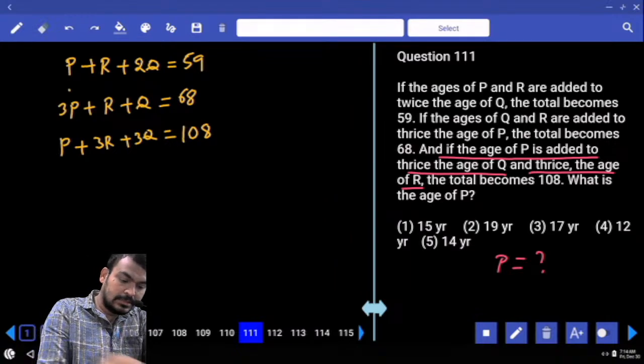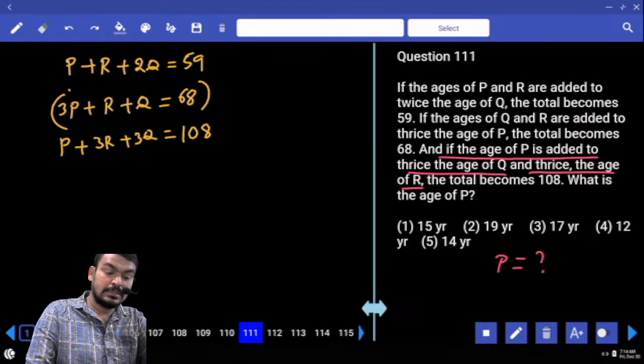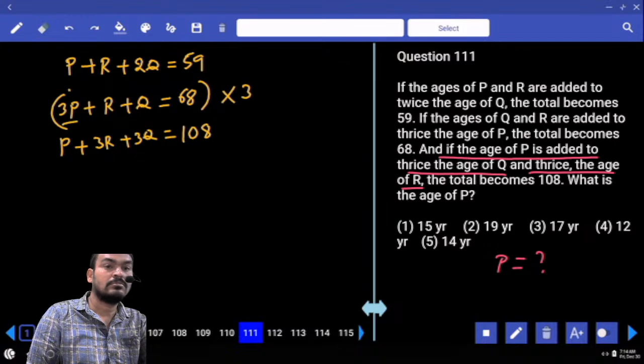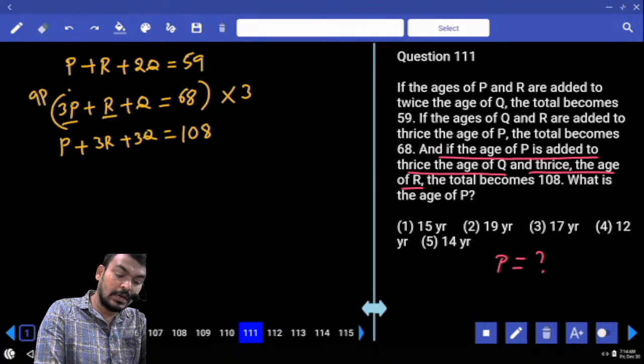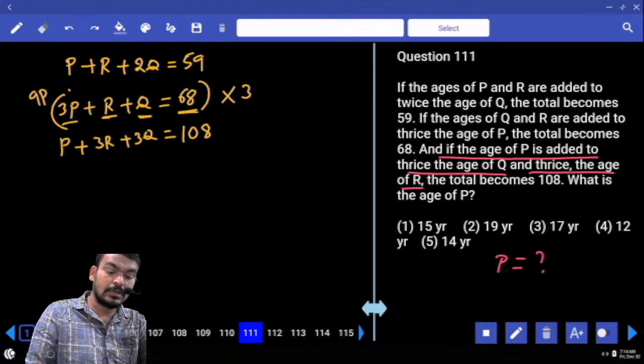The second equation is multiplied by 3. 3 times 3 is 9p. It is 3r, it is also 3q. 3 into 68 is 204.